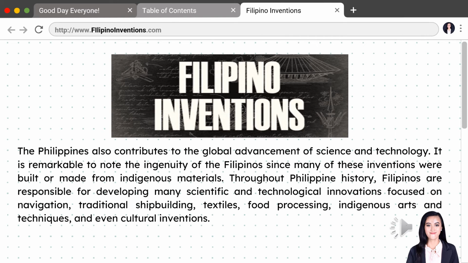The Philippines also contributes to the global advancement of science and technology. It is remarkable to note the ingenuity of the Filipinos since many of these inventions were built or made from indigenous materials. Throughout Philippine history, Filipinos are responsible for developing many scientific and technological innovations focused on navigation, traditional shipbuilding, textiles, food processing, indigenous arts and techniques, and even cultural inventions. So the following are some of the most important inventions by our Filipino scientists.